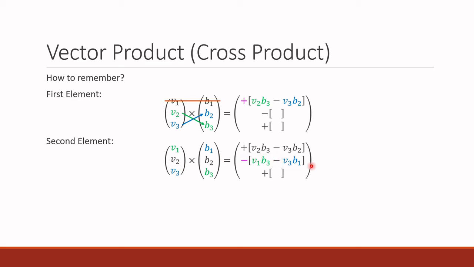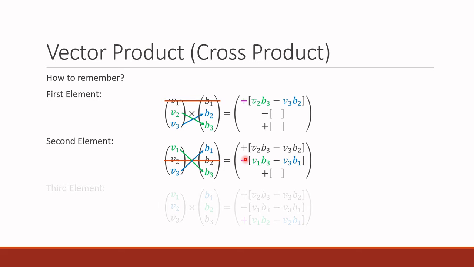To find the second element, I can cover the second row first, like this, and do the same thing. I take the green component, V1 times B3 minus V3 times B1, which is this value over here. But just take note, because this is the second element, I need to give it the negative sign. So the value is this, but the sign is negative.